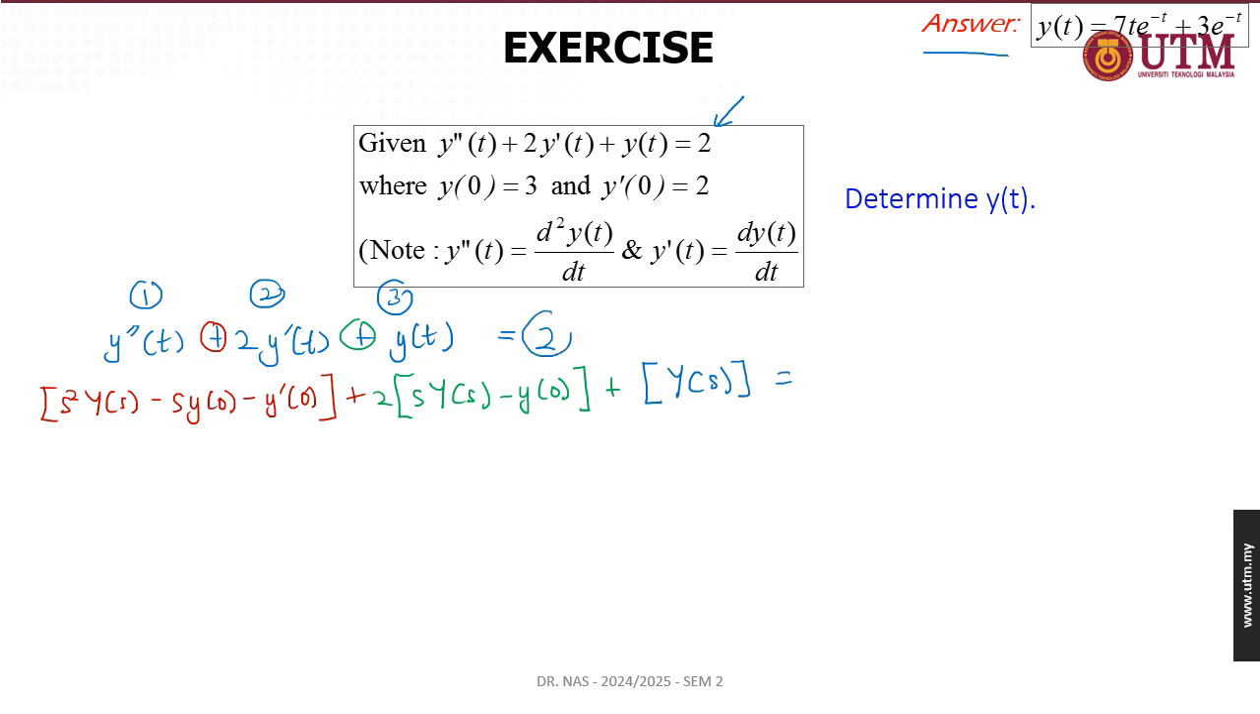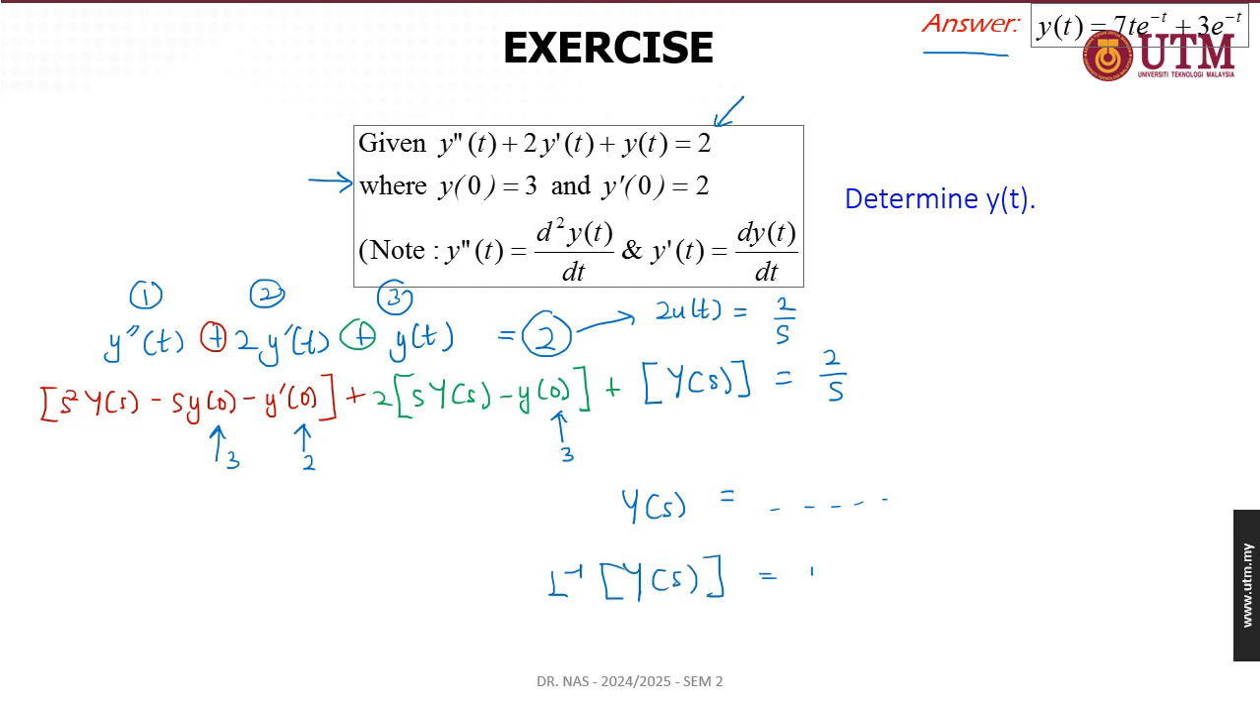And don't forget 2 is in time domain. So when convert 2 into s domain, it will be 2 ut, it is equal to 2 over s. Okay, next replace y naught and y prime naught. Y naught equal to 3 and y prime naught equal to 2. So y naught equal to 3, y prime naught equal to 2. Same goes to this one, y naught equal to 3. So next you need to simplify the equation until you get your Ys equation equal to what? Next, perform inverse Laplace transform of Ys to get your final answer in yt.